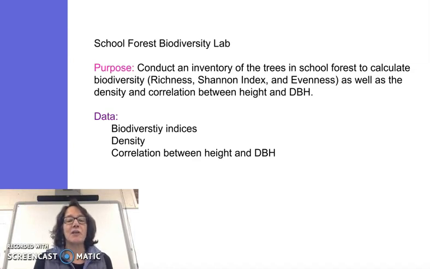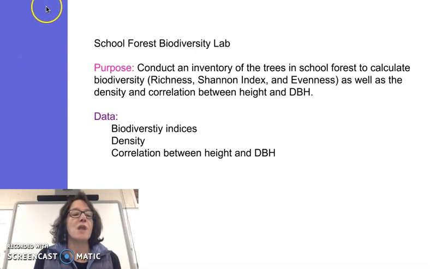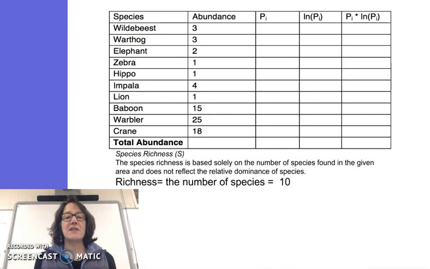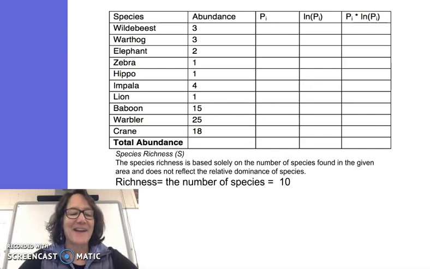In addition to calculating richness, Shannon index, and evenness, which are the three biodiversity indices, we'll also calculate the density of trees in School Forest and do a graph that shows us the correlation between the height of the tree and the DBH, or diameter breast height. So I have a sample data set here with animals from the African savanna to model for you how we're going to calculate richness, Shannon index, and evenness.